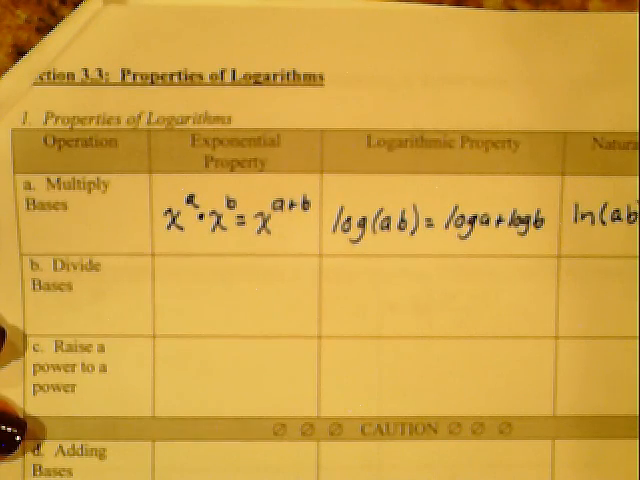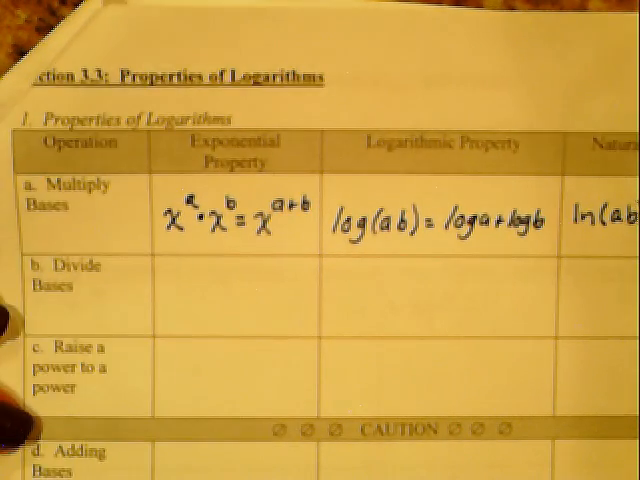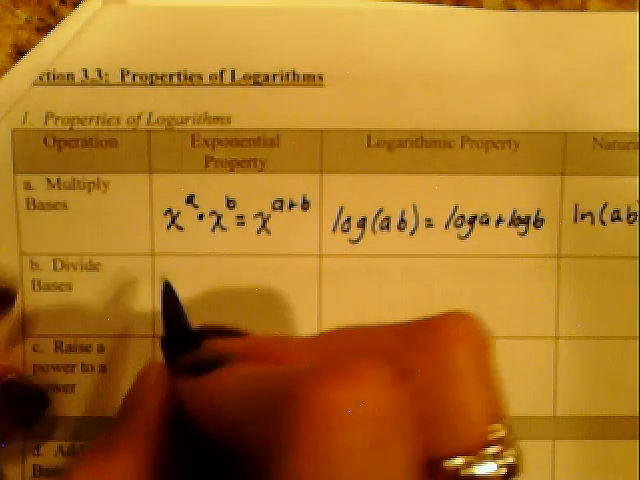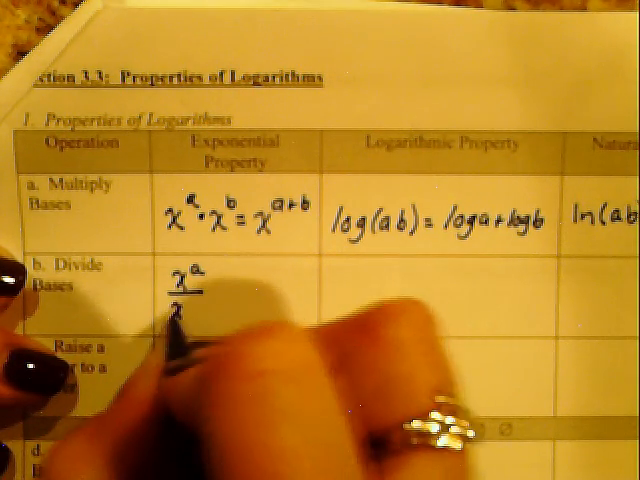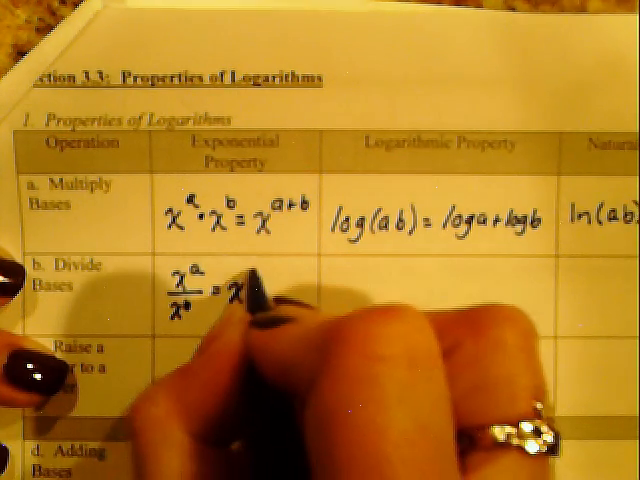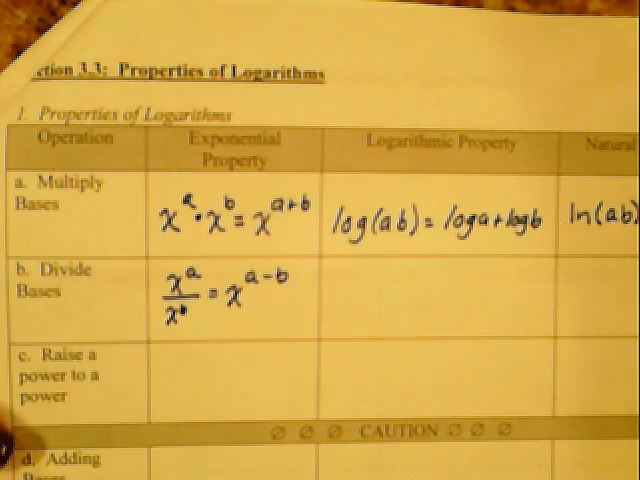You also have a division property of logarithms. Before we talk about the division property of logarithms, let's talk about your exponential property. Remember, when you're dividing like bases, you're going to subtract the exponents. You keep your base and you subtract the exponents.